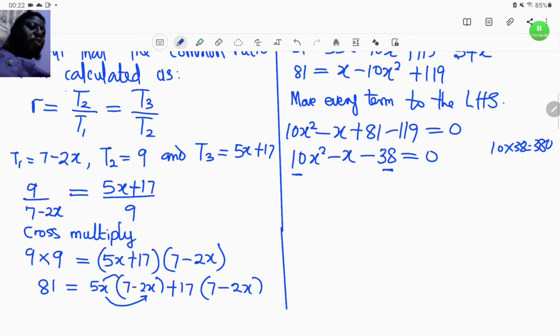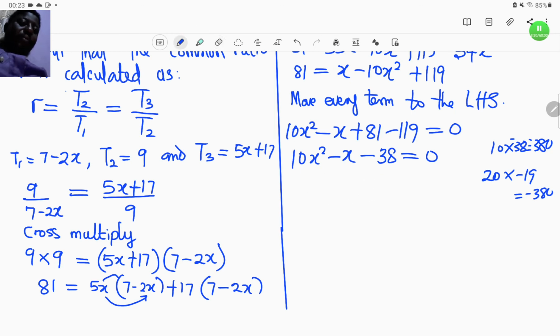You now look for two numbers that when you multiply the two numbers together, it's going to give us 10 times minus 38 rather, it's going to give us minus 380. If you add the two numbers together, it's going to give us minus 1. So the two numbers are 20 multiplied by minus 19, which is also giving us minus 380.